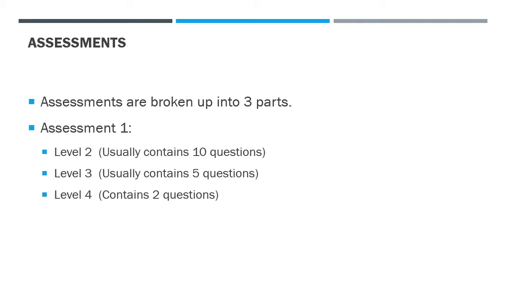The three parts are Level 2, which usually contains about 10 questions, Level 3, which contains about 5 questions, Level 4, which contains 2 questions. Now, Level 2 questions are your basic questions for that specific topic. They're usually nice, easy numbers to work with, very minimal solving, a lot of definition-style questions.